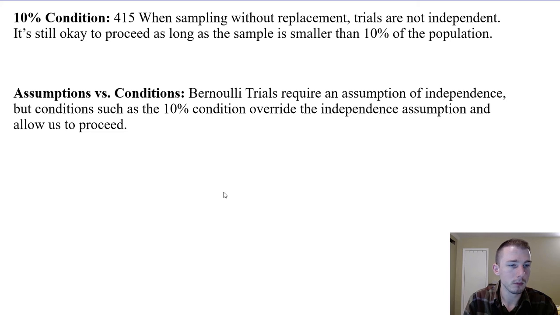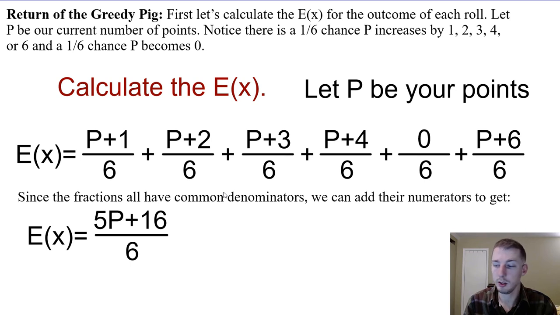Okay. So assumptions versus conditions. The assumption of independence is required, right? But if you can't assume that it's independent because we know we're sampling without replacement and they're not independent, then as long as we're sampling less than 10%, that condition will override the independence assumption and allow us to proceed. All right, so let's talk about greedy pig and look at it through the lens of random variables.